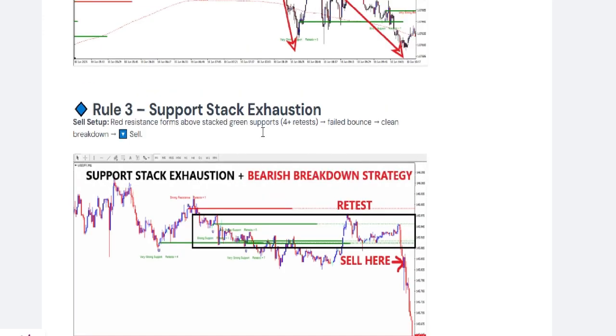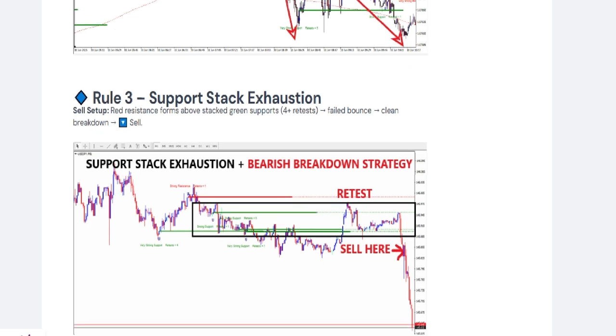We have rule number 3, which is support stack exhaustion. So you have support lines, the price breaks below these support lines, comes back to retest, goes back down, the price is coming back into the zone to retest, and then the price falls, so you can sell somewhere here. That was support stack exhaustion.